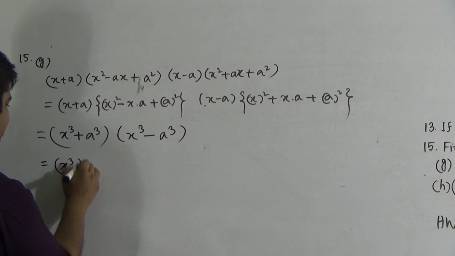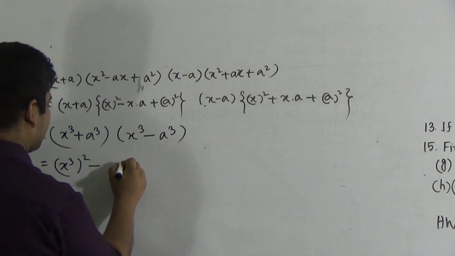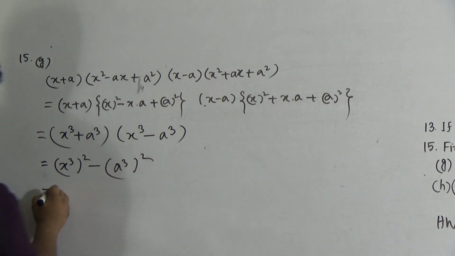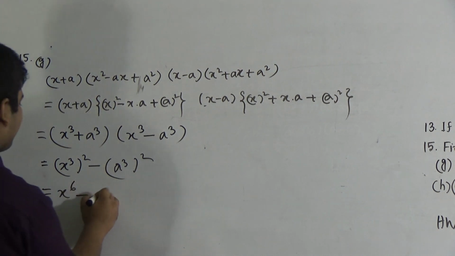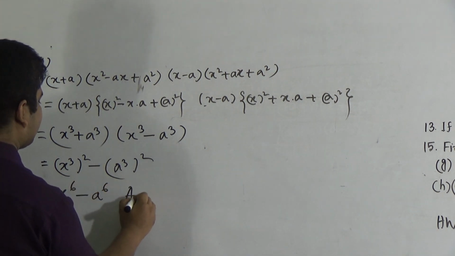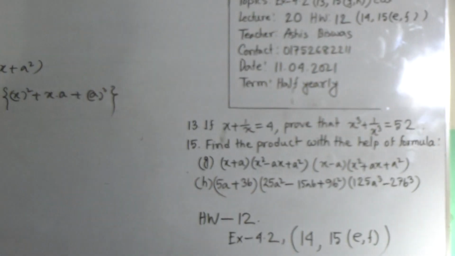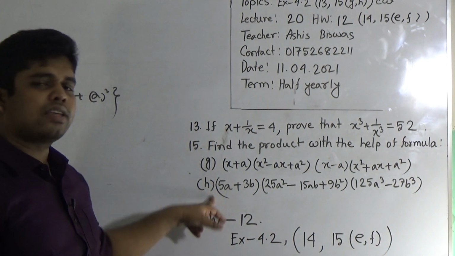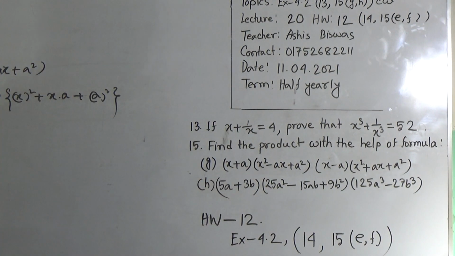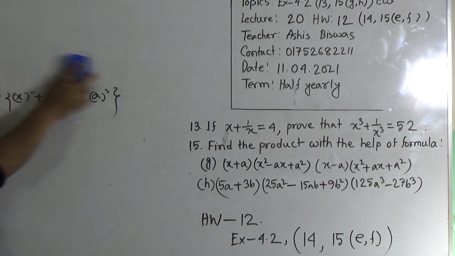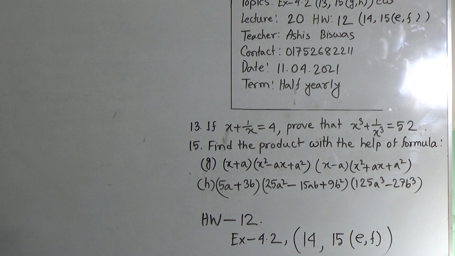x cube whole square minus a cube whole square, then x to the power 6 minus a to the power 6. This is the answer of this question. I hope you have understood. Next we shall solve question number A, which is similar as question number G. Okay, so at first we pick up this question.